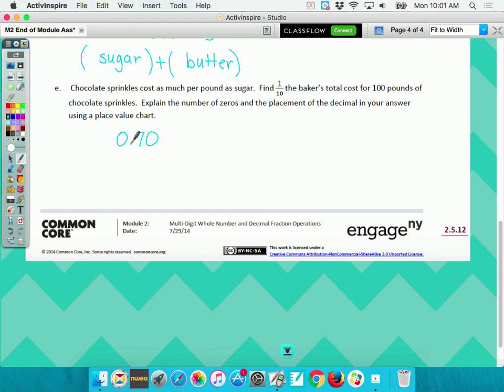So here's what we have to do. We have to take 70 times 100. Let's do that first. Okay? So on my place value chart, how many place values will it move if I multiply times 100? 2. So the 7 goes 1, 2, right? So what do I end up with? 70. I end up with 70. Okay? Write that down.